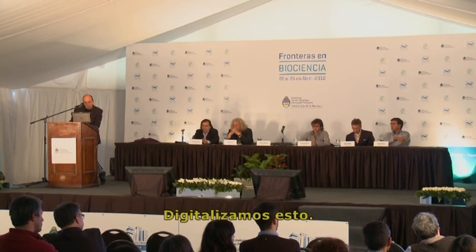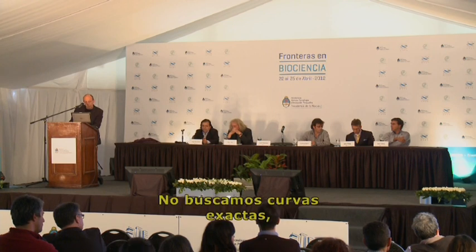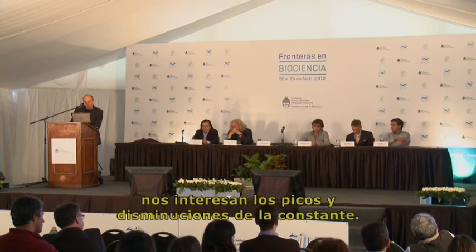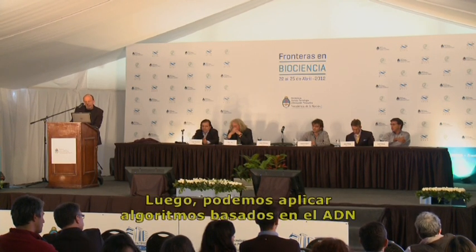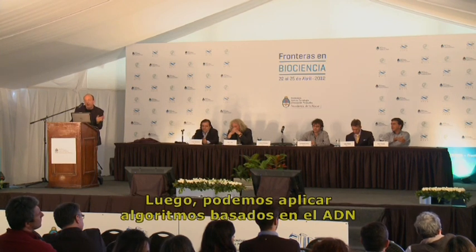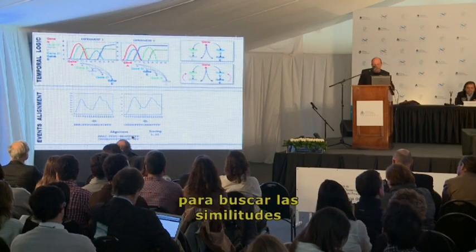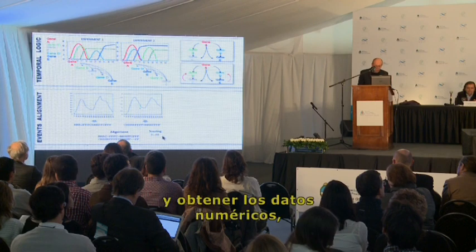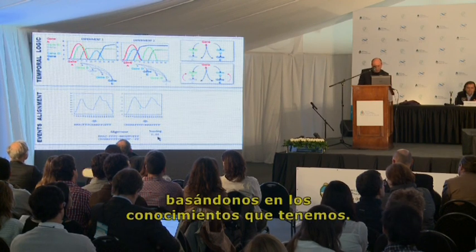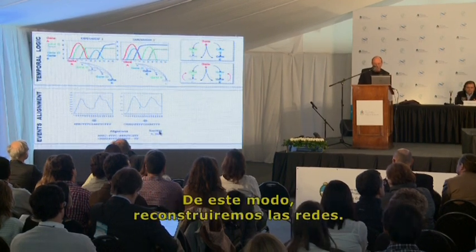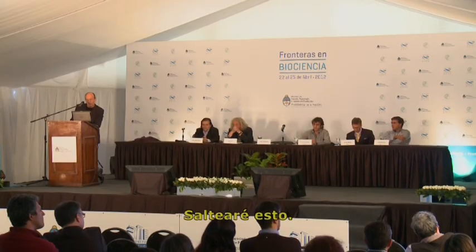What we do is we digitalize this. We don't go for the exact curves, but we just go for rising, constant, and falling, and then can apply very simple DNA-based algorithms just to look for the similarity, give it a scoring, which you of course train based on existing knowledge, and then in this way reconstruct networks. Okay, I'll jump over this.